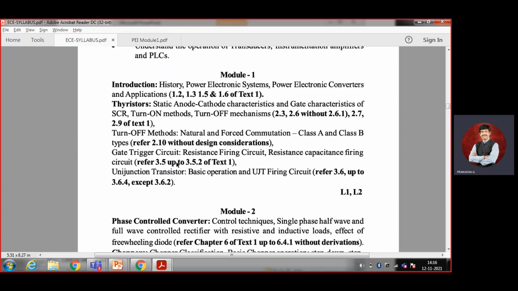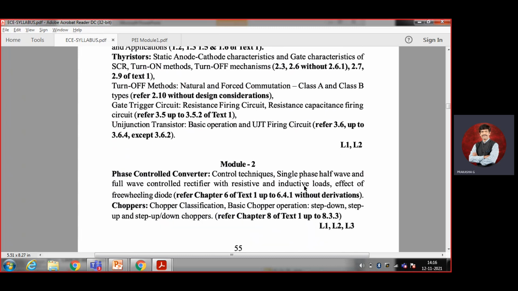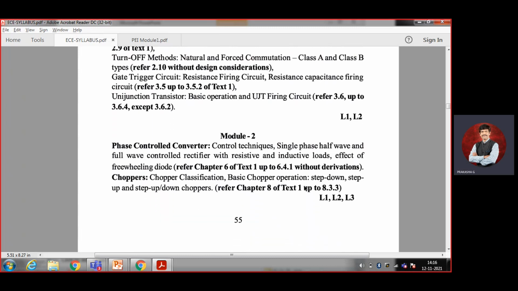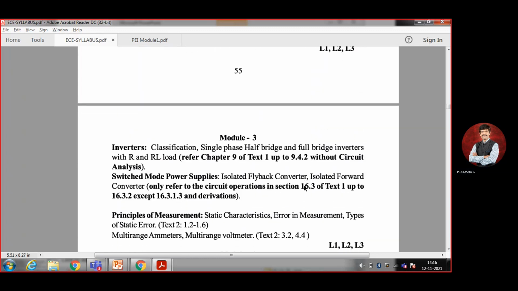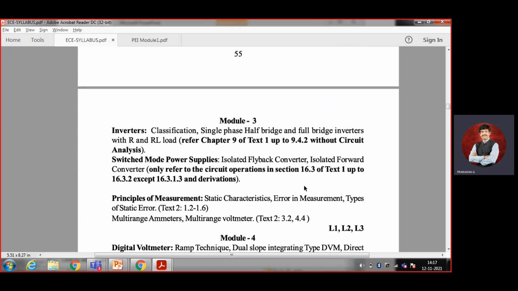So I'll be completing this. One hour is sufficient for both RC and transistor triggering. Then we can go for the phase control converters, that is choppers, different types of choppers, step down, step up, and all those things will be easy. Converters.